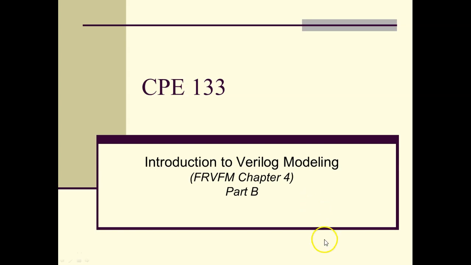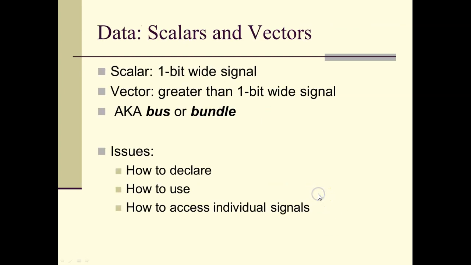So in the previous Part A, we started looking at our first Verilog models, which implemented a simple circuit a couple different ways and introduced the notion of continuous assignment statements, which was simply the assign statement. For this part, we want to continue and introduce the notion of scalars and vectors. In the previous examples, all the data signals were 1 bit wide, and those are referred to as scalar signals. Now we want to use vectors, and that's essentially a signal other than a 1-bit signal.